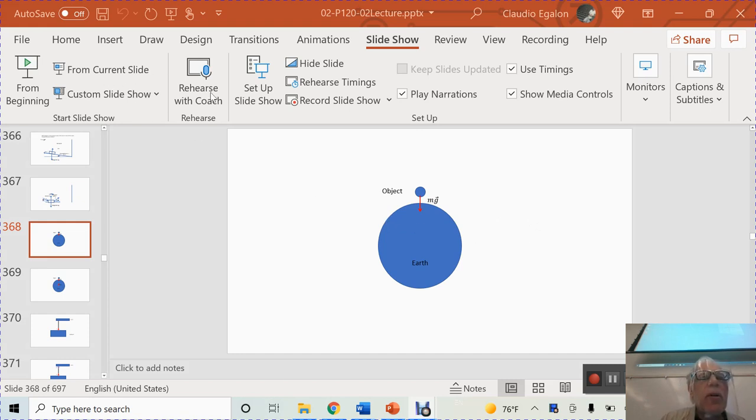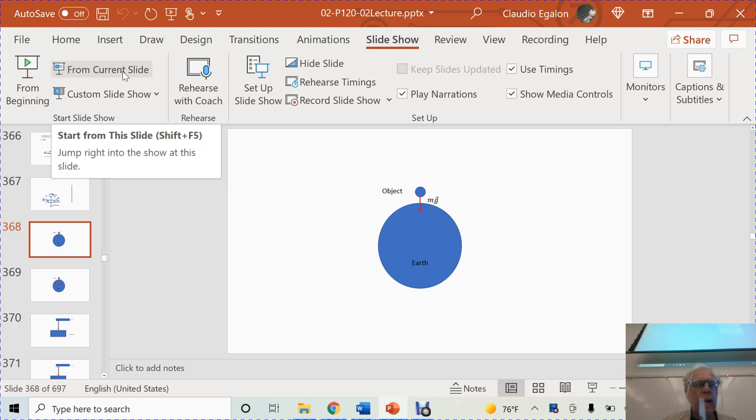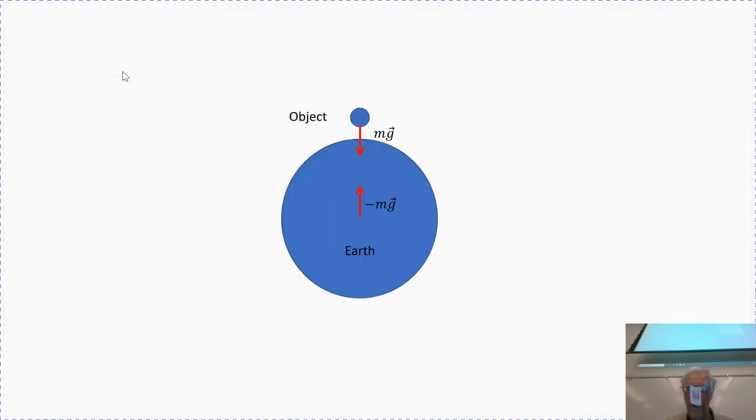So let's just review quickly the third law of motion, right? So here you go. If you have an object subject to the weight, then what does it mean? It means that the earth is attracting the object. What does Newton's third law of motion state?